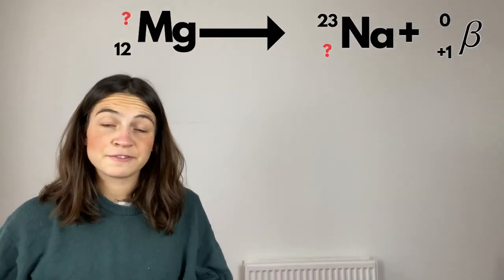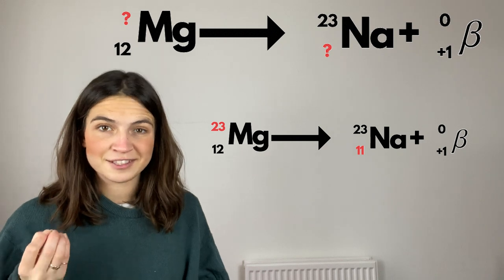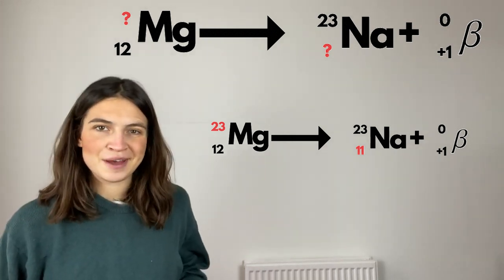Okay, hopefully you're getting the idea. Have a go at this equation here. Okay, so you should have 23 for magnesium at the top and 11 for sodium at the bottom.